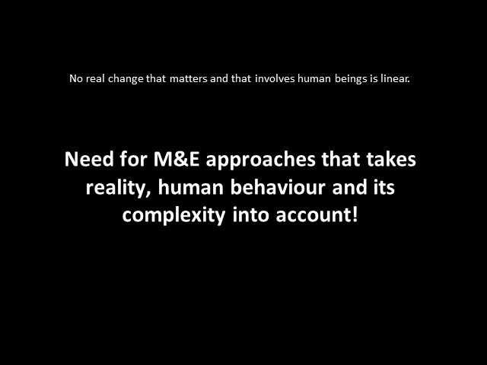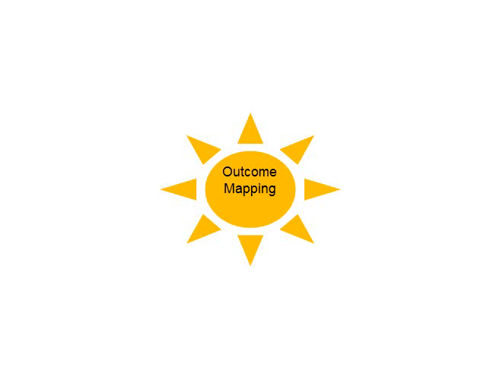So we think there is definitely need for M&E approaches that take the reality and human behavior and its complexity into account. So, during this workshop we will work with a methodology called outcome mapping. So this is one of the methods that we will introduce. We will also go through some other approaches and come up with some hybrid approaches. Outcome mapping is a methodology that can be used for planning and monitoring and also evaluation.